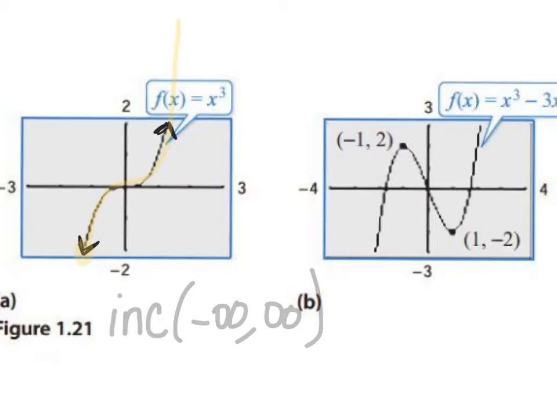So let's look at this next graph, okay? Let's pretend that this has points, that it starts and stops, like here and here. Draw it on there.